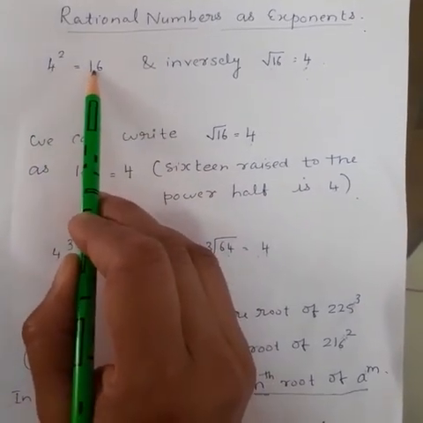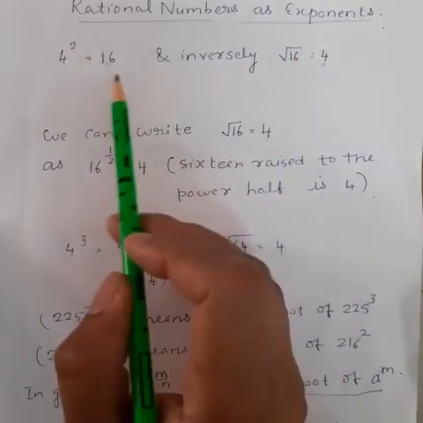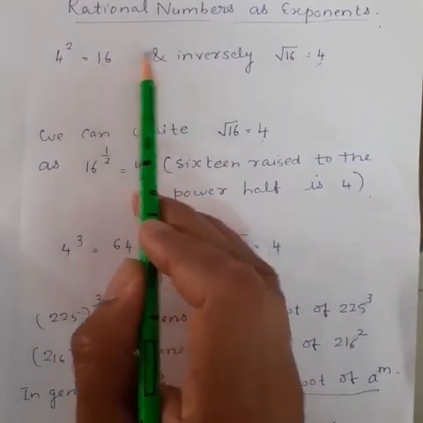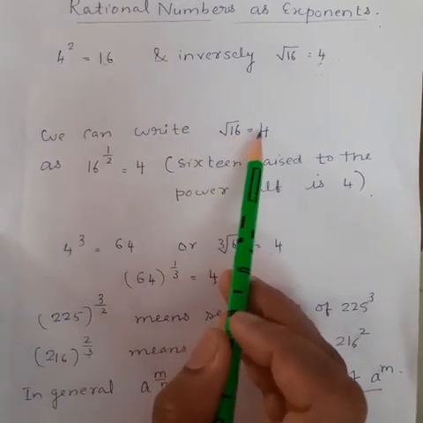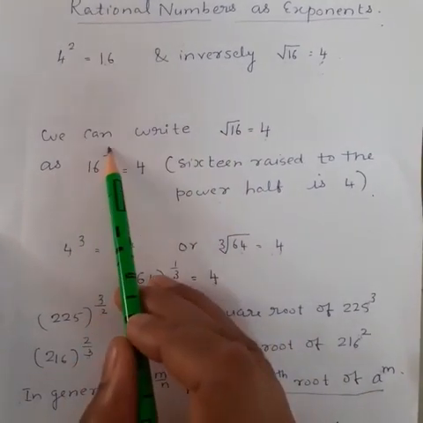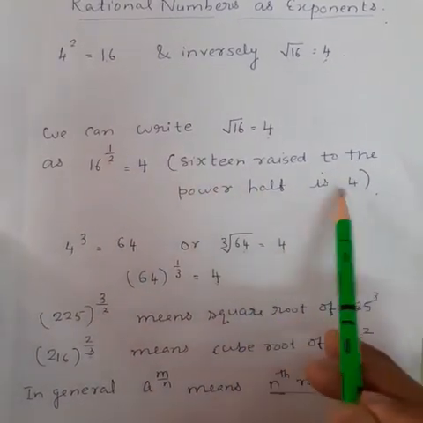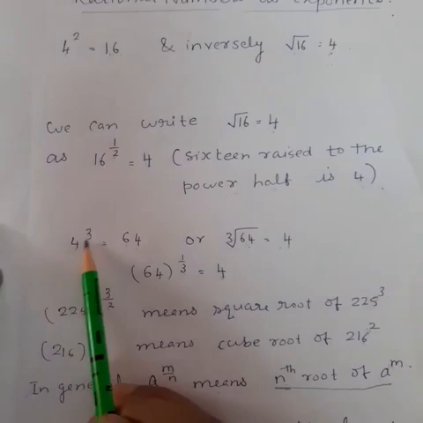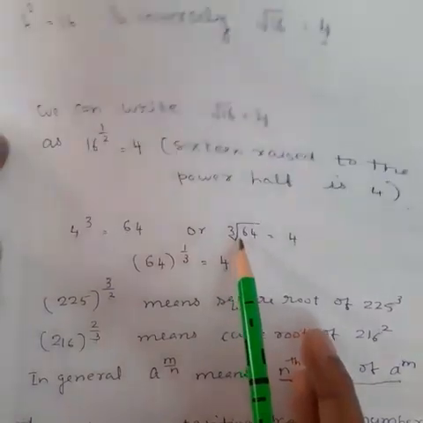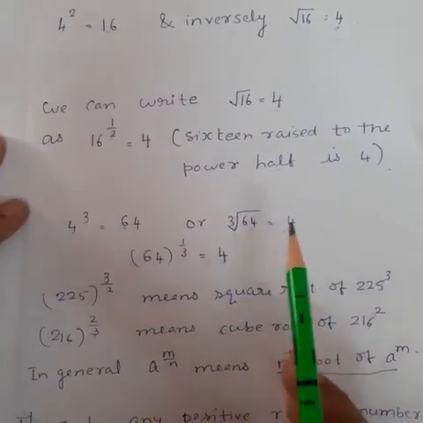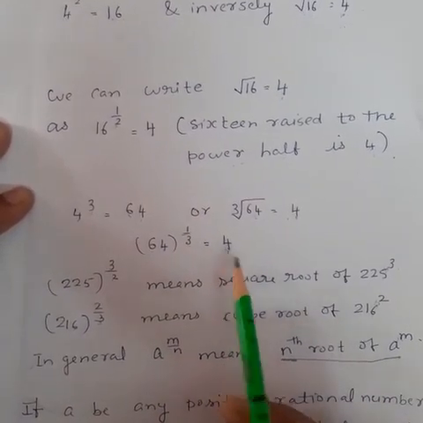4 square is equal to 16 and inversely square root of 16 is equal to 4. That means 4 raised to the power 2 is 16 and square root of 16 is equal to 4. We can write root 16 is equal to 4 as 16 to the power 1 by 2, that is equal to 4, or 16 raised to the power half is 4. Similarly, 4 cube, that is equal to 64, or cube root of 64 is equal to 4, or we can write 64 to the power 1 by 3, that is equal to 4.